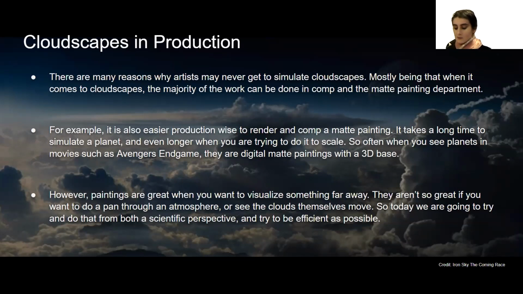But often when you see planets in movies such as Avengers Endgame, they are digital map paintings with a 3D base. However, paintings are great when you want to visualize something far away. They aren't so great if you want to do a big pan through the atmosphere or see clouds move. So today we are going to try and do that and incorporate some scientific ideas and try to be as efficient as possible. So maybe, just maybe, someone can try and use this in their own personal little builds.